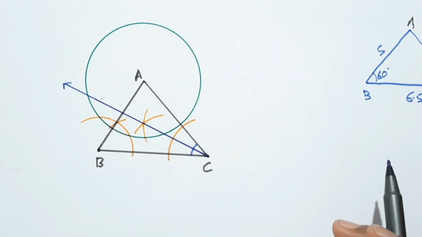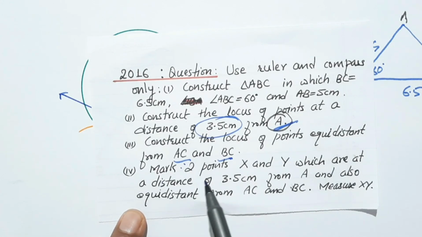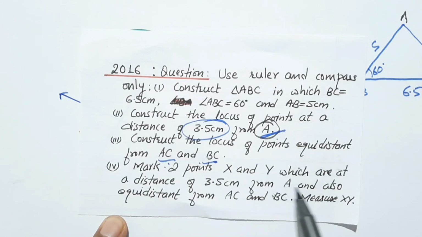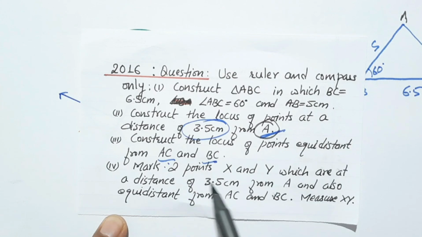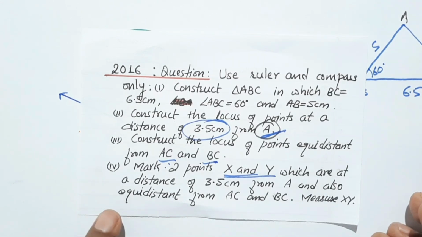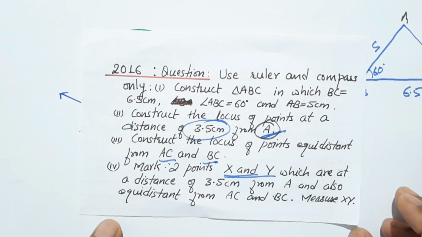Okay, now the next part is to mark 2 points X and Y which are at a distance of 3.5 centimeter from A. That means these 2 points X and Y must lie on the circle. Also they are equidistant from AC and BC, and the second condition is that X and Y lie on the angular bisector as well.